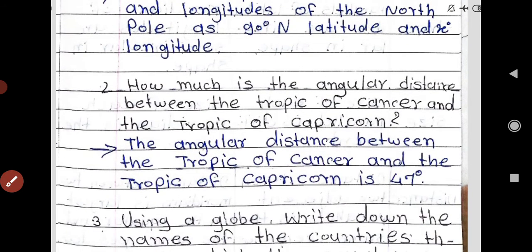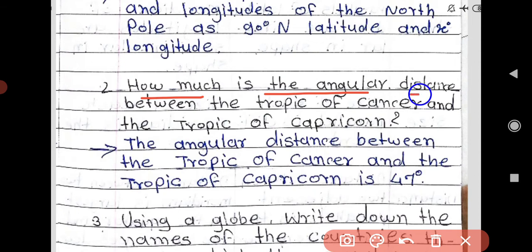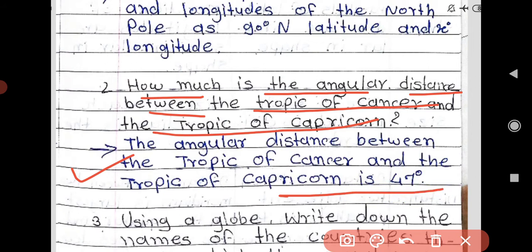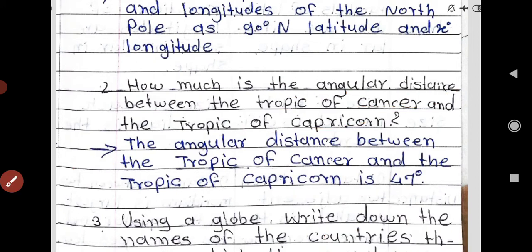Now next, second, how much is the angular distance between the Tropic of Cancer and the Tropic of Capricorn? Answer is, the angular distance between the Tropic of Cancer and the Tropic of Capricorn is 47 degree.